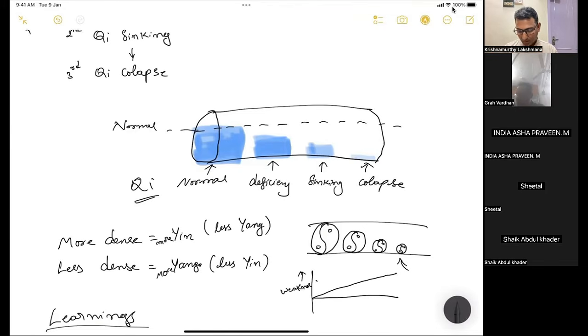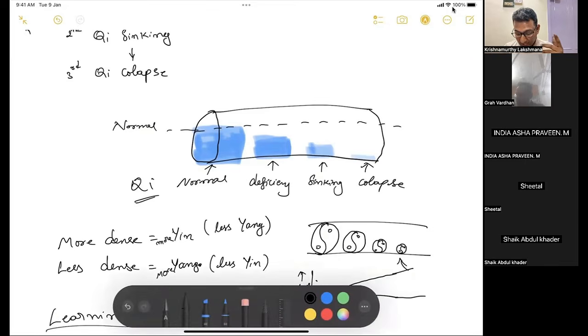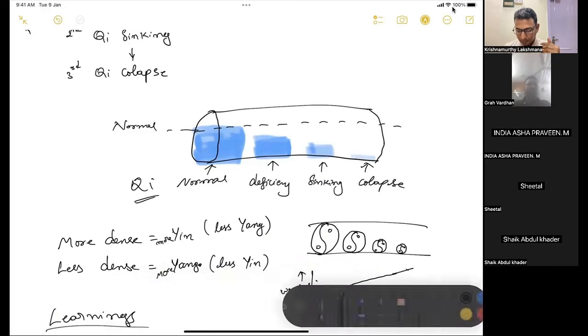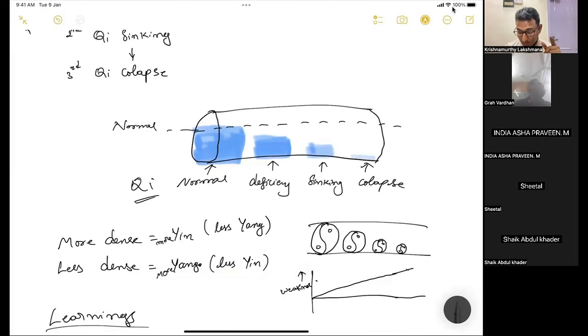Okay. So the variation in temperature feeling will not be there. Okay. Because this is Qi, the whole energy, not the subdivision within the Qi.